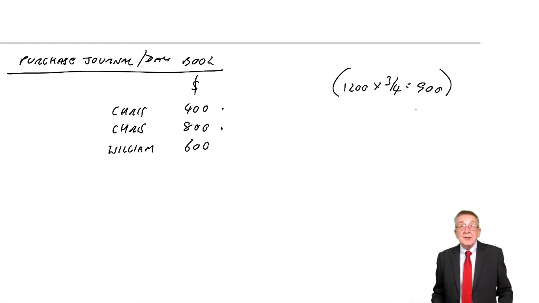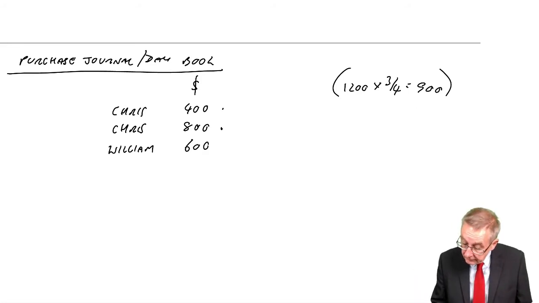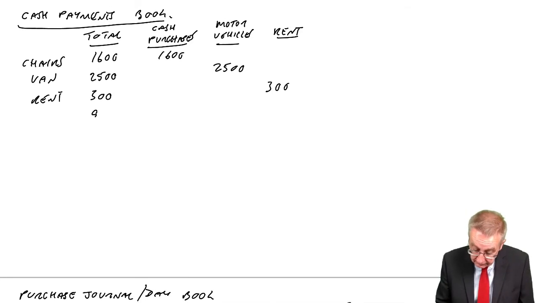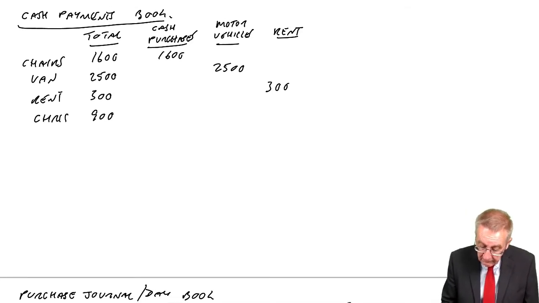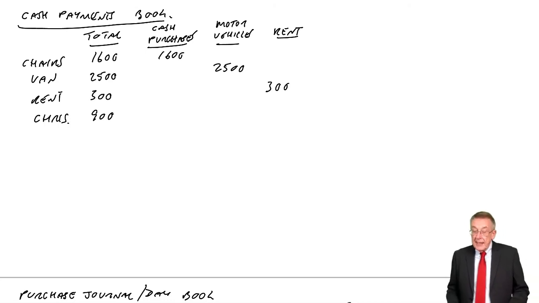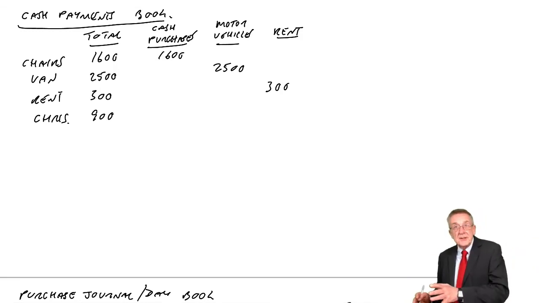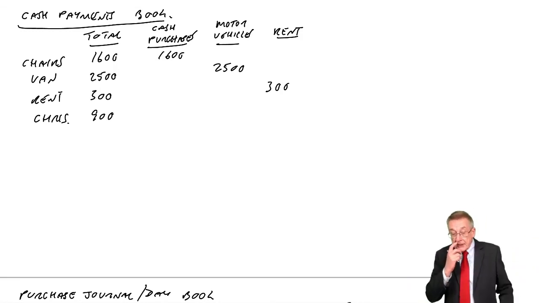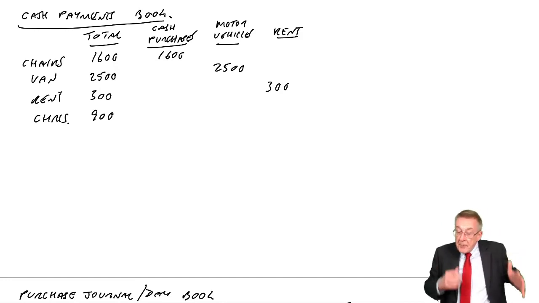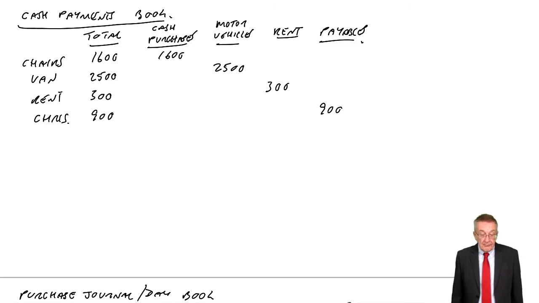All right, that was just my workings. However, we've paid 900, cash payments book. It was Chris. And which column will I put it in? Well, it's not purchases. We've not bought any more goods. Surely, when we buy goods, the double entry later is going to be debit purchases, credit payables. If you pay some money to Chris, credit cash, debit payables. So we need a column for payables. 900.